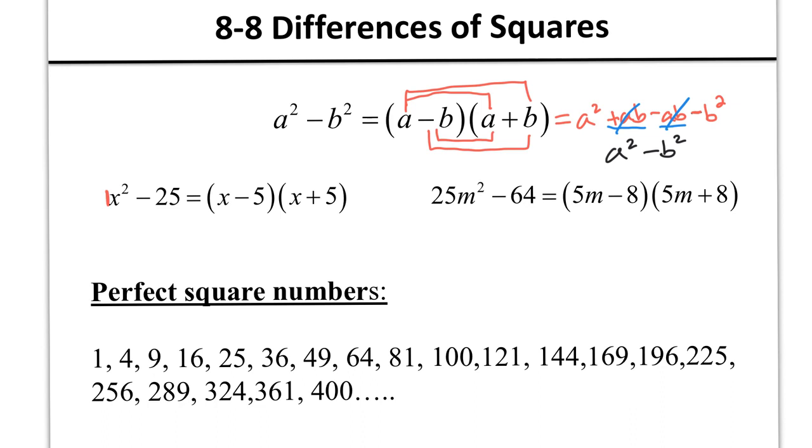But in order to be a difference of squares, there are two things you have to look for. Number one, you must have a difference, a minus in the middle. Number two, you must have perfect square terms. So this term here and this one here have to be perfect square numbers. How do you get the answer? Well, you set up your two parentheses. You take the square root of the first term. So the square root of 1 is 1, and 1. And when you take the square root of x squared, that's going to be just an x.